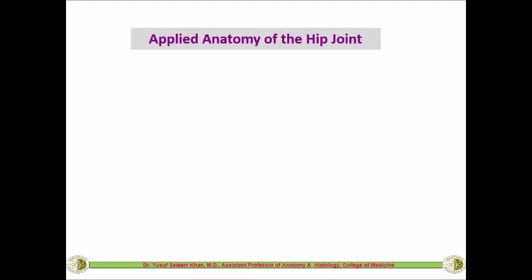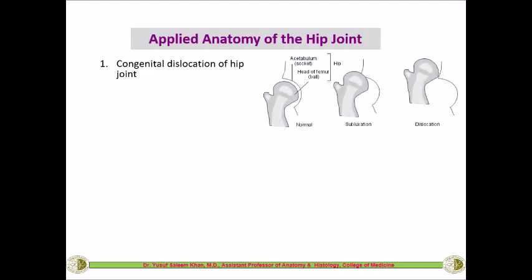Coming to the last part of this hip joint is the applied anatomy, the clinical anatomy, or the applied aspects. The first and foremost is the congenital dislocation of the hip joint. This is especially seen in newborns, where the newborn is born with the dislocation of the hip joint, or it occurs after the birth. But this is chronic, and even if you reduce the hip joint back to its normal position, again it is prone for dislocation. So this is called the congenital dislocation of the hip joint.